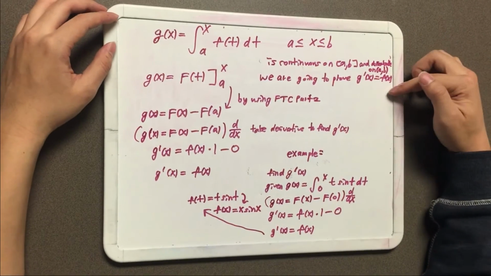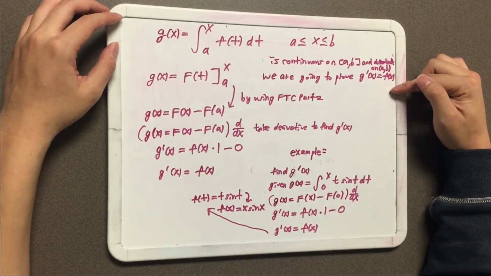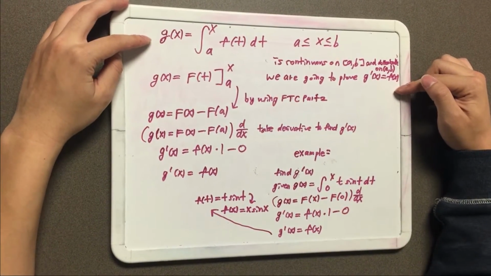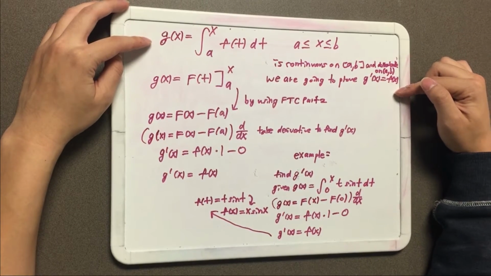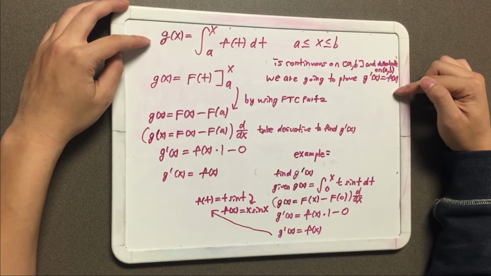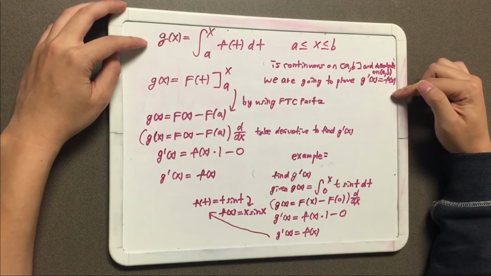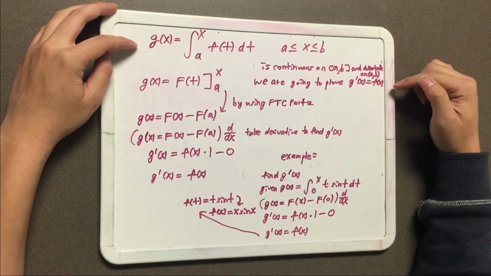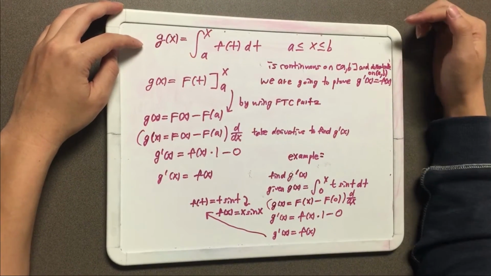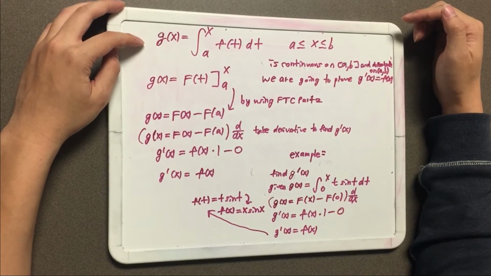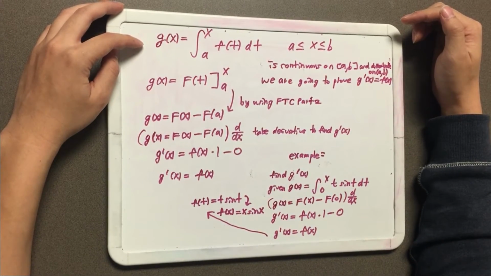So we are going to prove g prime of x is equal to f of x by using g of x is equal to the integral from a to x of f of t dt, if it is continuous on the closed interval a to b and differentiable on the open interval a to b, if x is greater than or equal to a and less than or equal to b.